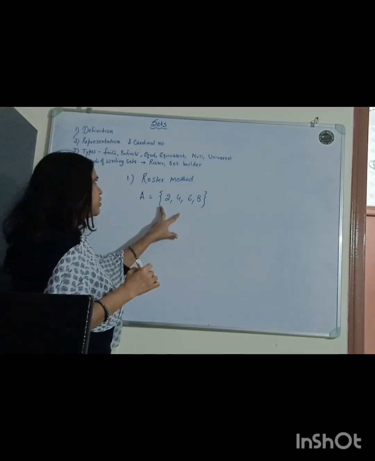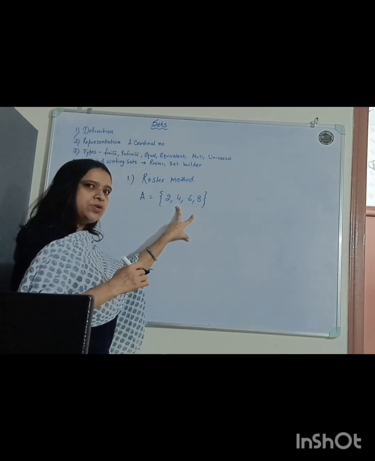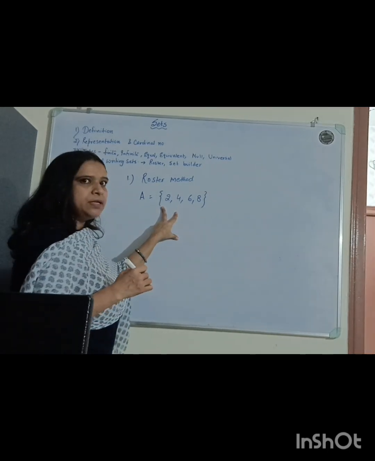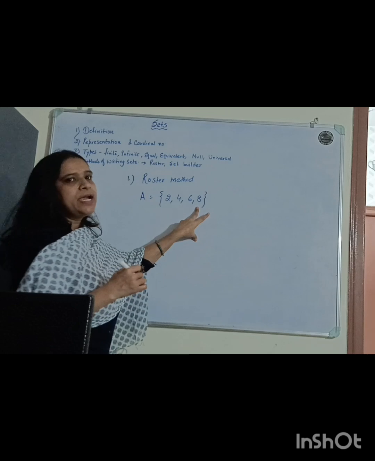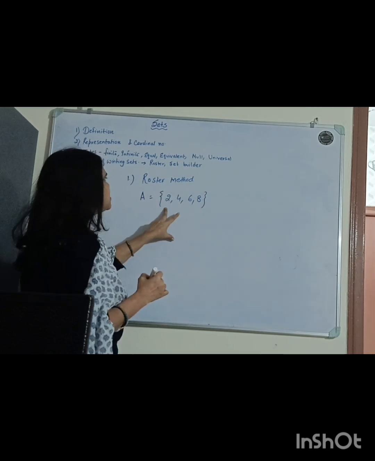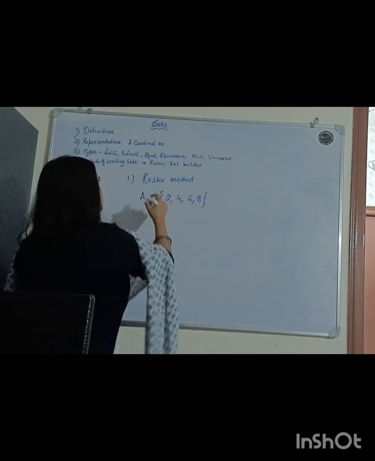Now I'll ask, is this a finite set or infinite set? Obviously it is a finite set. And what is the cardinal number of this set? 1, 2, 3, 4. Its cardinal number is 4. So in this way we are writing the elements inside the curly brackets. This is called the roster method.